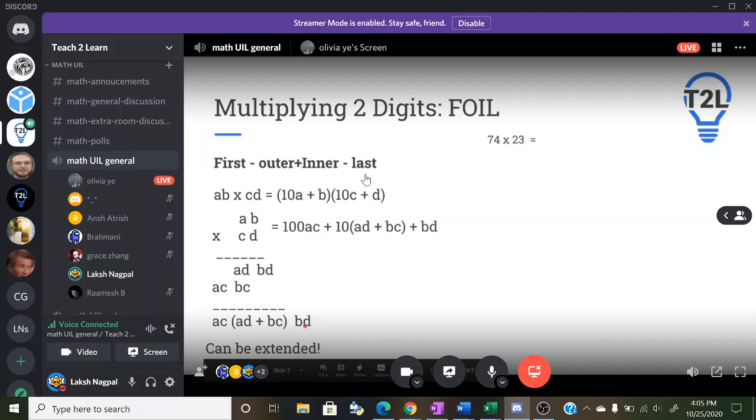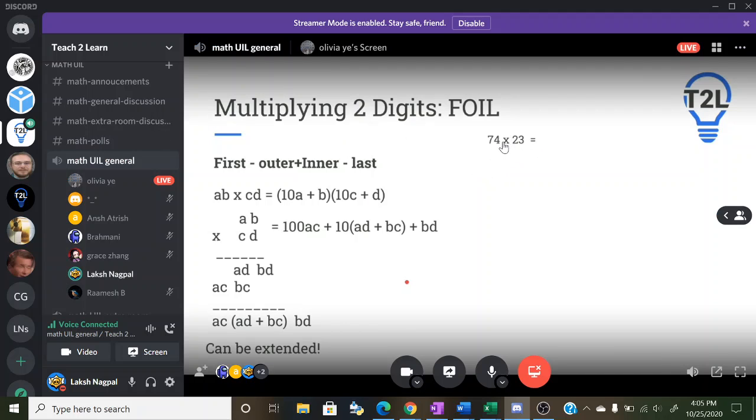Then you want to do last, which is just the last digits b and d, and multiply them to get bd. Once you have all your terms, you just put a plus sign in between, adding the terms together. So this concept can be applied to normal 2 digit by 2 digit multiplication.